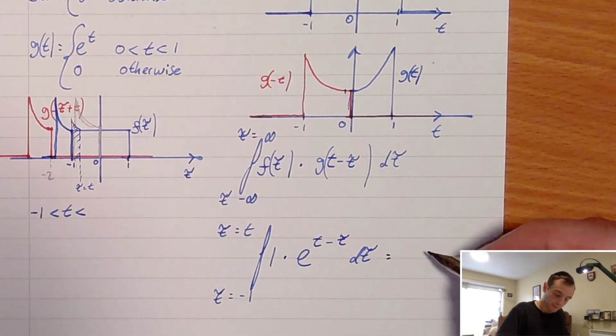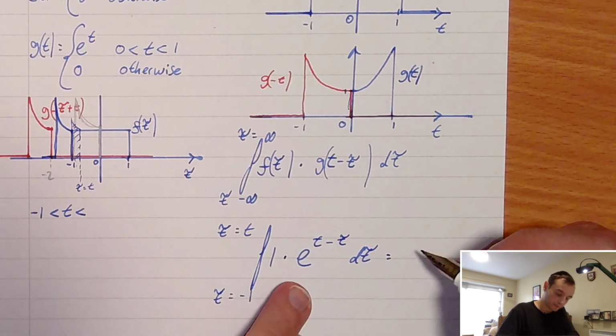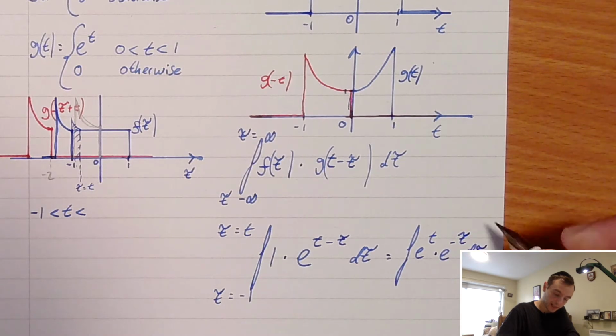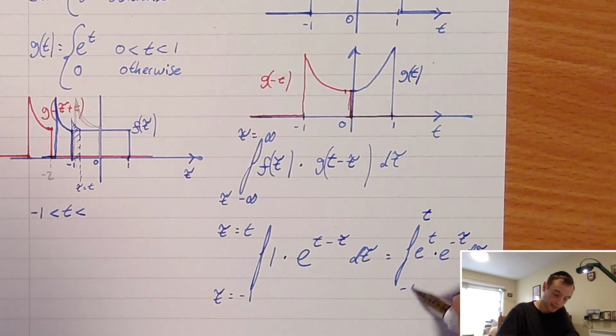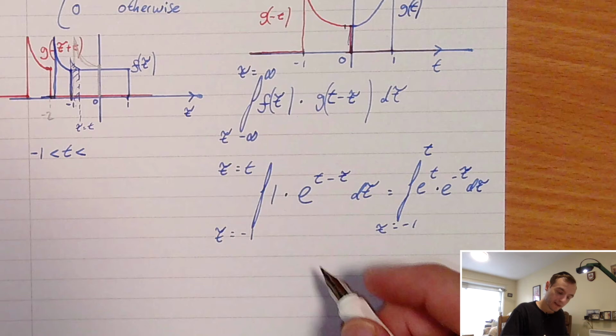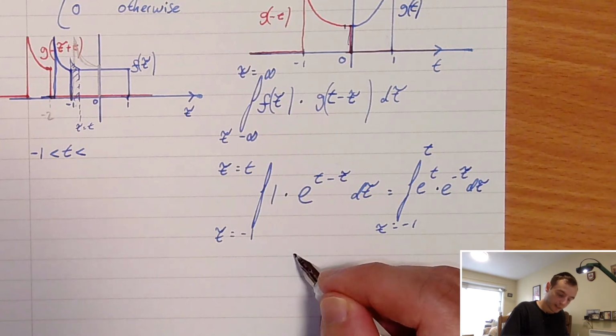And that's going to be the integration product: e to the t dot e to the minus tau d tau between t and minus 1, and that's tau equals minus 1 to t. So let's carry on with this. Now e to the t is a constant, so we can take that out.